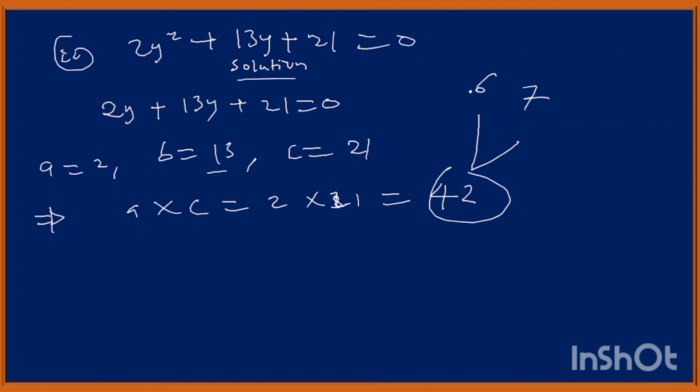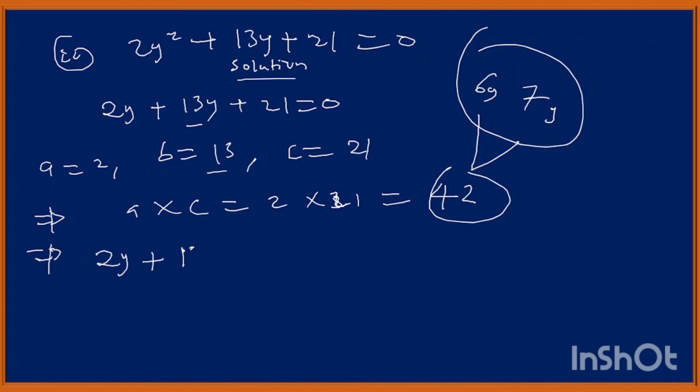So since we are working with y, we attach y to it. So in place of 13y, we put in what? 6y and 7y. So that will give me 2y squared plus 6y plus 7y, then plus 21 is equal to 0. So we'll group this, and then we'll group this.